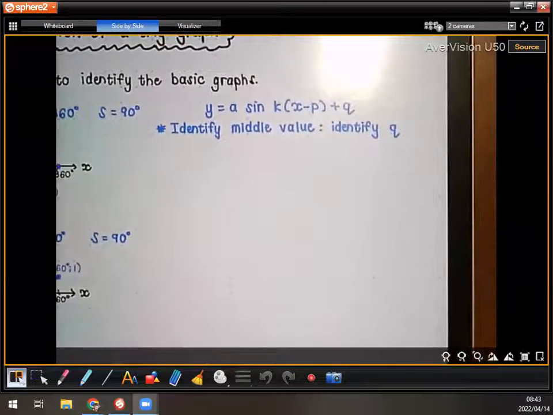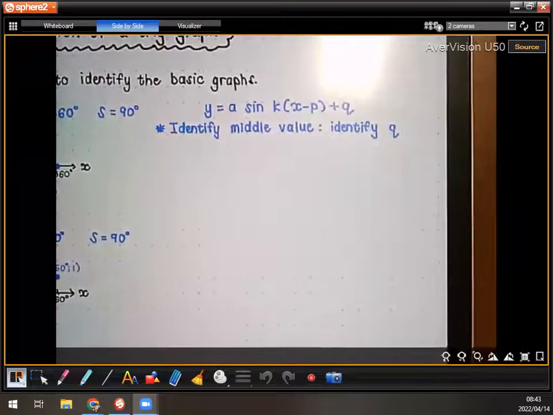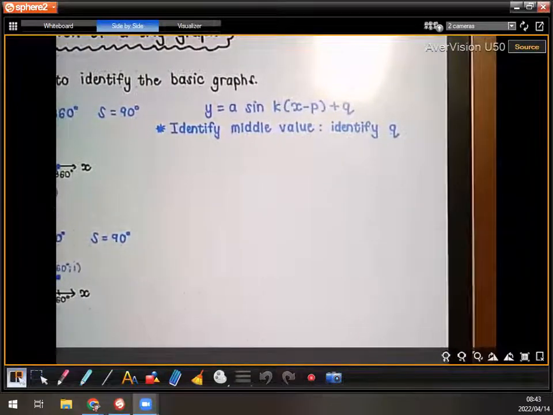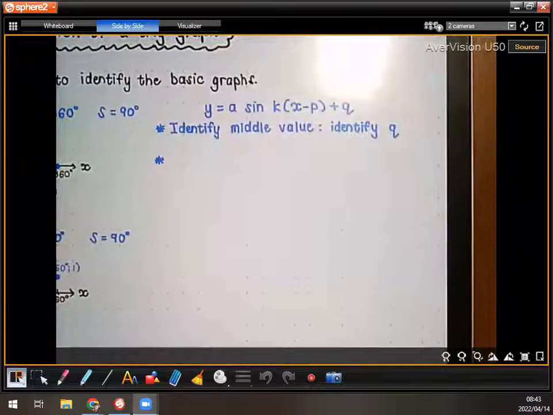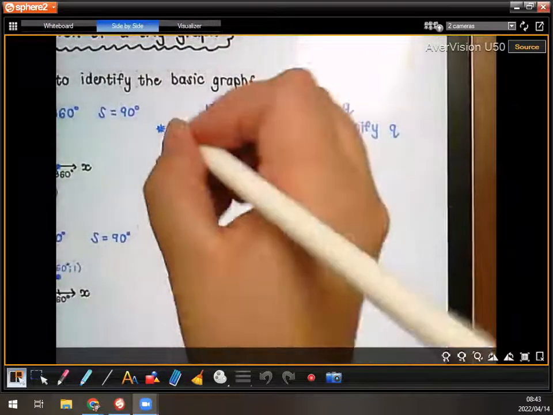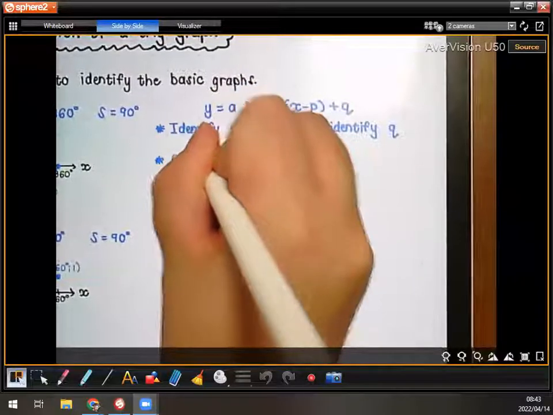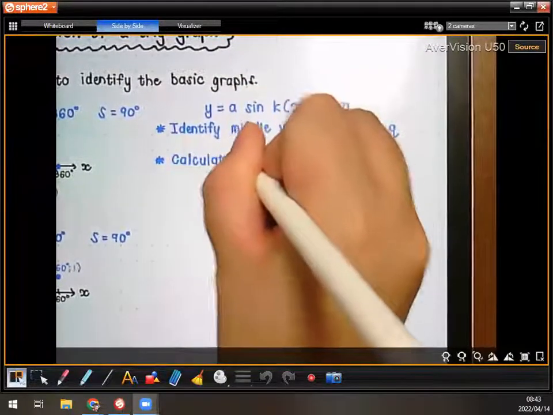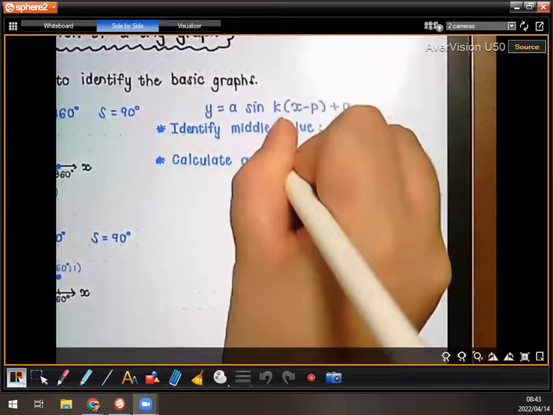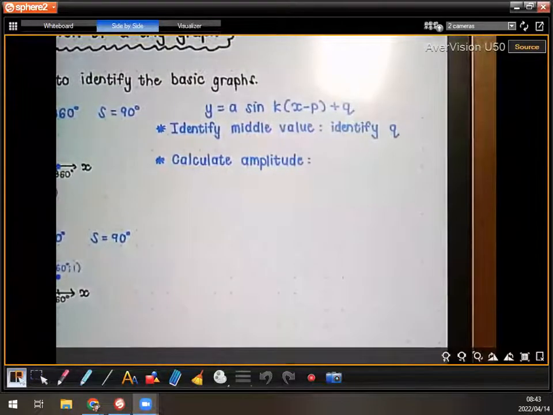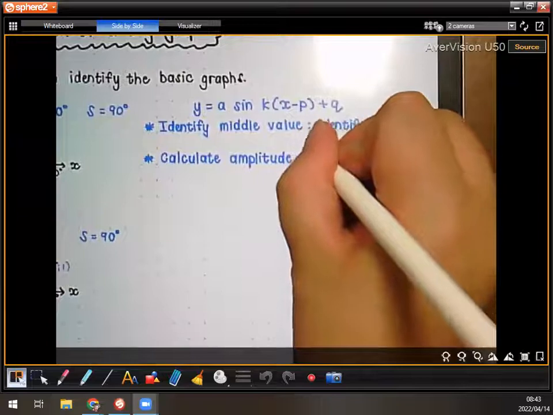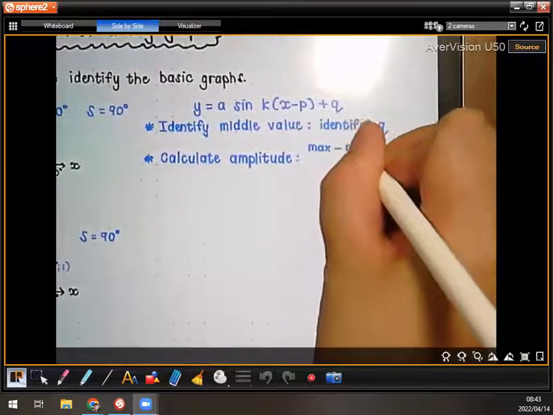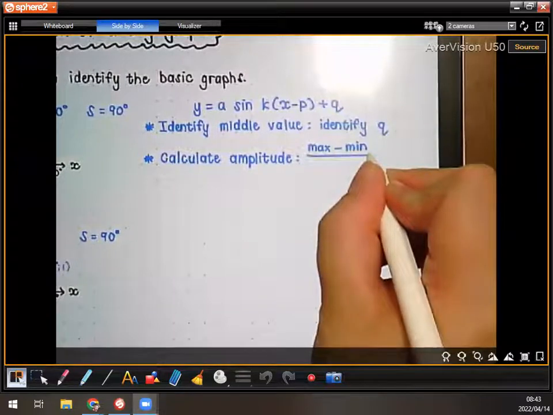Right, so we've just drawn sine x. We need to think, how can we identify what the q value is? You're going to look for your middle value. Okay, you'll see when we do examples how that works exactly. The other thing that you're going to have to do is determine the amplitude. All right, we do have a formula for that. I'll write it again. So calculate amplitude. Remember that that was max minus min, so maximum value minus minimum value over 2.